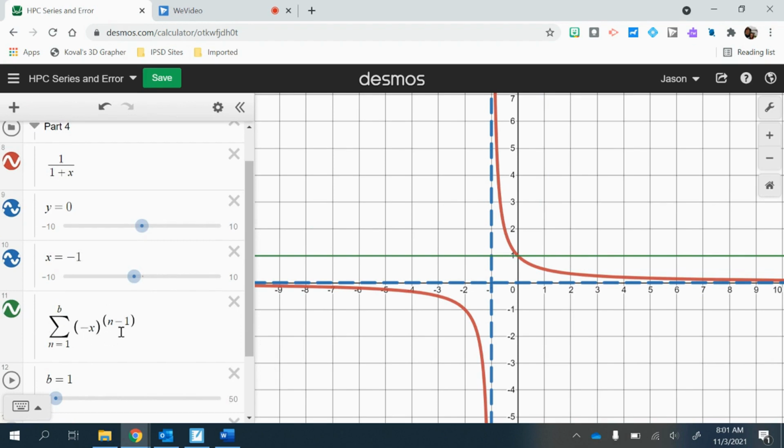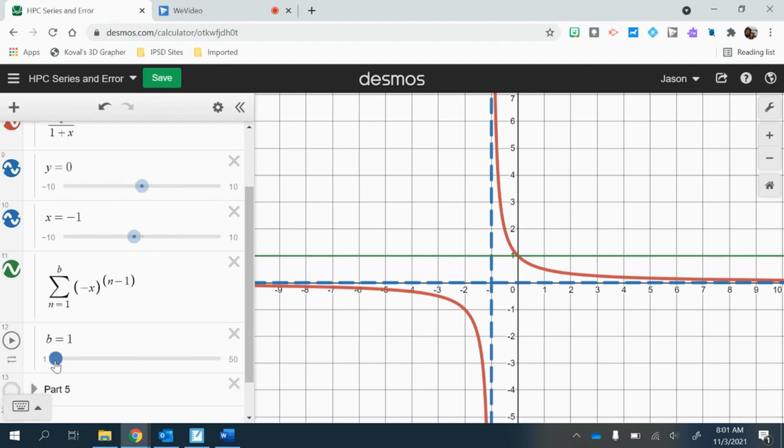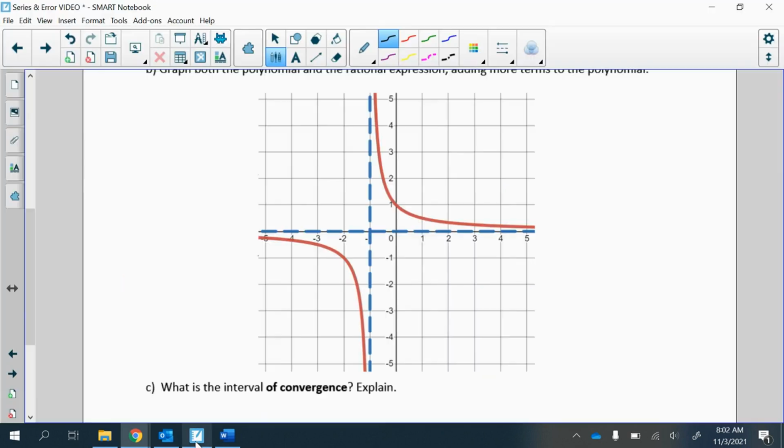So notice if I expand this series out, I end up with 1 minus x plus x squared minus x cubed, and so on. So as I keep adding terms, it appears to be mimicking my graph between -1 and +1. And if I keep adding terms, it's going to do the same type of thing that we saw earlier.